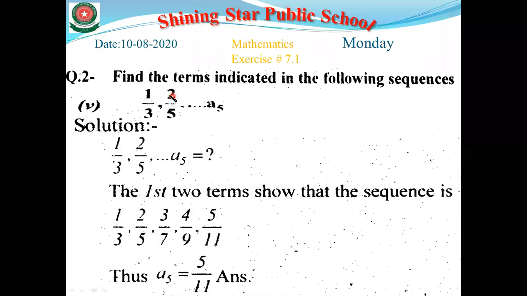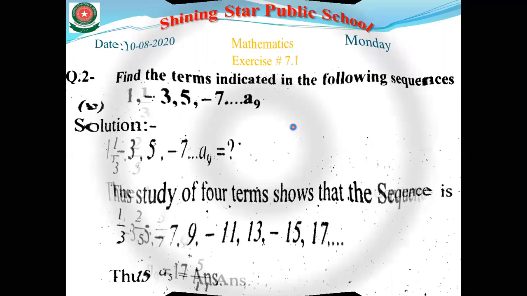Question number 5. 1 over 3, 2 over 5. It means in the numerator we add 1 each time, and in the denominator we add 2. So 2 plus 1 is 3, 3 plus 1 is 4, 4 plus 1 is 5, and in the denominator 3 plus 2 is 5, 5 plus 2 is 7, 7 plus 2 is 9, 9 plus 2 is 11. So A5 is 5 over 11, which is your required answer.